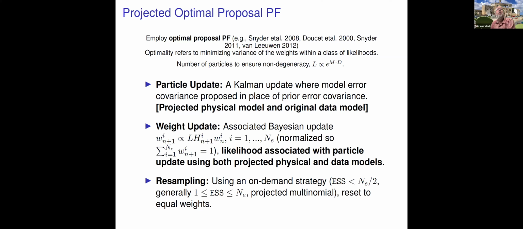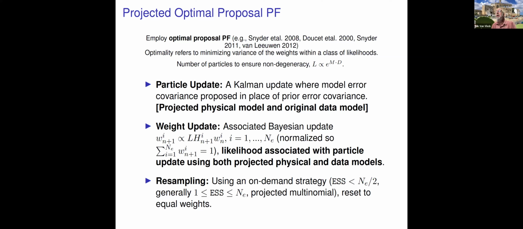Okay. And so for this, we use the projected physical model and the original data model, the full data. For the weight update, we have a likelihood that's associated with the particle update that uses both the projected physical and data models. So the new weights are proportional to the likelihood times the old weights. And if we start to see filter collapse, we resample. This is really a big discontinuous change, and we'd really like to avoid resampling.